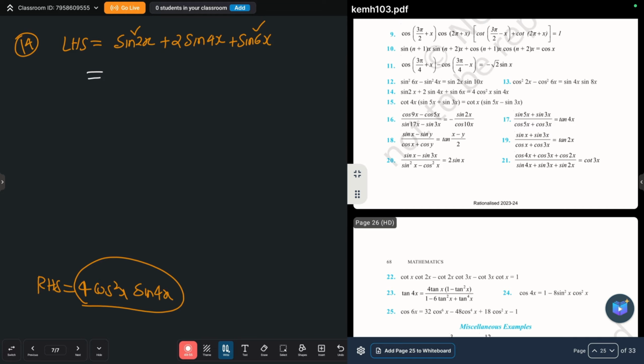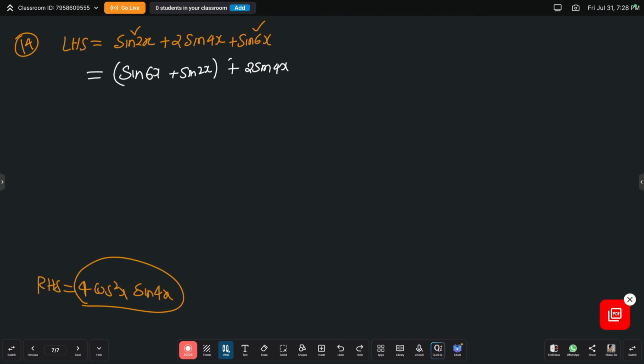So we can first combine sine 6x with sine 2x. Now we can apply the sine c plus sine d rule here. What is the sine c plus sine d rule? 2 sine, add and half: 6 plus 2, 8, 8x upon 2, 4x. So 2 sine 4x into cos, subtract and half: 6 minus 2, 4 upon 2, so 2x, plus 2 sine 4x.